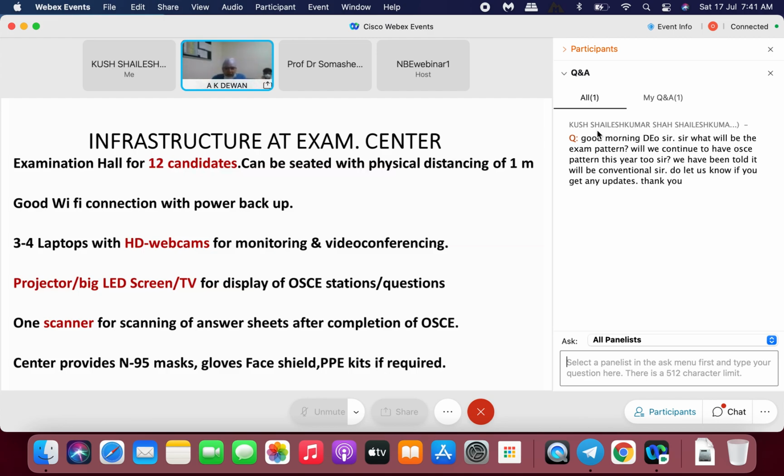You will be sitting like in your exam, but you will not have a hard copy of the paper. You will read questions on the screen and answer on the sheet, which will be given after each station. So after every 5 minutes, the sheet will be taken from you and a new sheet will be given to you. And there's one scanner kept in each center for scanning of answer sheets after completion of OSCE. So the examination center is supposed to scan all the students' answer sheets continuously and send them to NBE. The center provides N95 masks, gloves, face shields, PPE kits if required.